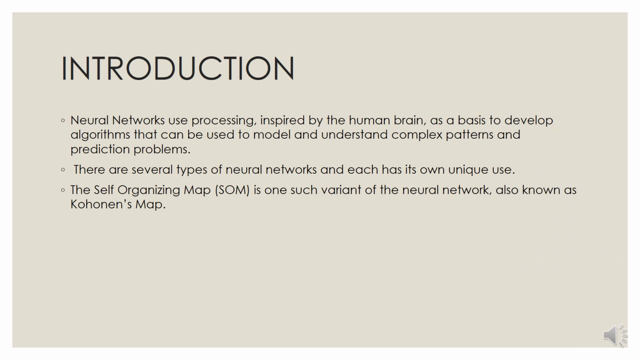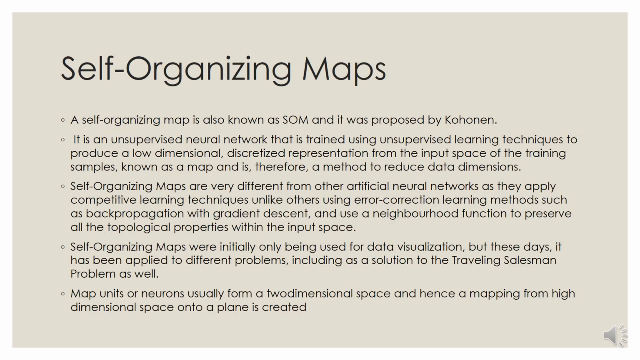Neural networks use processing inspired by the human brain as a basis to develop algorithms that can be used to model and understand complex patterns and prediction problems. There are several types of neural networks and each has its own unique use. One variant is called the self-organizing map, also known as a Kohonen map. So SOM is called a Kohonen map, or a Kohonen self-organizing map.